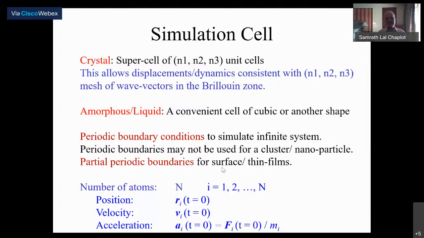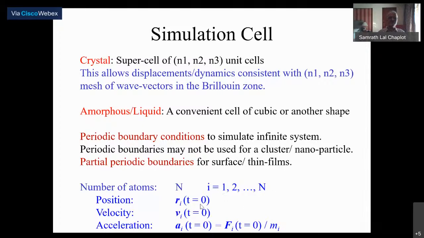Okay, I could apply periodicity also perpendicular to the surface, but maybe I take a vacuum slab in between. So these are further details. We'll not really go into it here, but we apply periodic boundary conditions, and then we also start with certain initial positions, velocities, or accelerations for each of the n atoms.